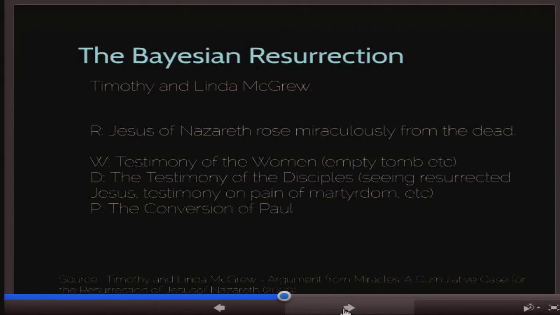First off, Timothy and Linda McGrew were some theologians. They had a paper called The Argument from Miracles, and they tried to rescue the argument of miracles from the jaws of David Hume, pretty much. Their hypothesis is that Jesus was resurrected from the dead, and the facts they're using to support this are the testimony of the women, the testimony of the disciples that saw Jesus after he'd come back to life, and also the conversion of Paul on the road to Damascus.